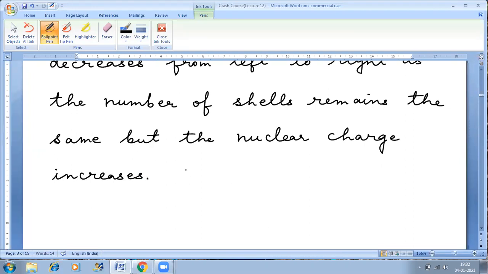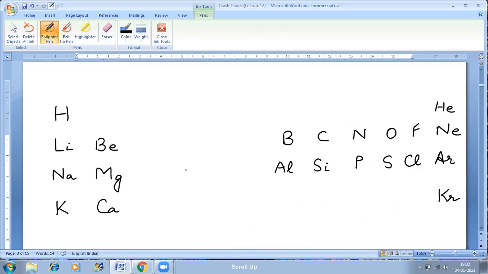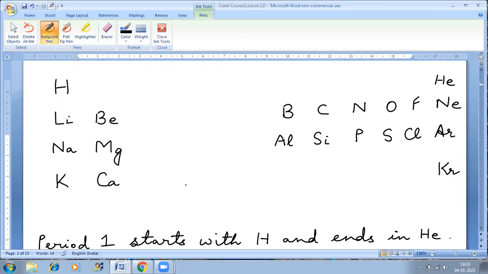So what is happening? Let's take the example of period number 3. The first element is sodium. Let's say I'm traveling from sodium till chlorine. I'll write down the electronic configuration. The electronic configuration of sodium is 2, 8, 1. And the electronic configuration of chlorine is 2, 8, 7.